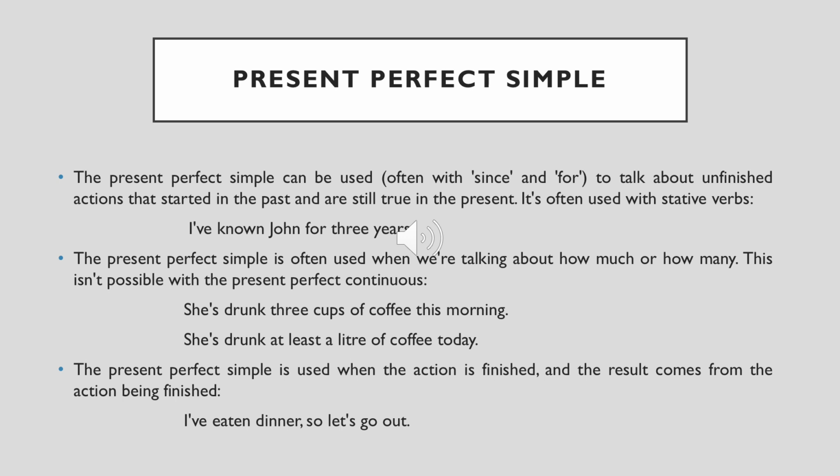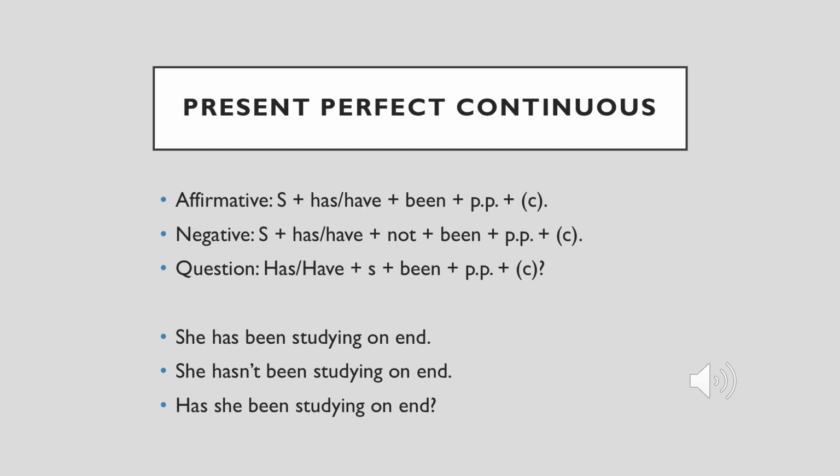For example, I've eaten dinner, so let's go out. This tense is often confused with present perfect simple. In this slide we will talk about the formula of this tense, and then in the next slide we will talk about how to use this tense.